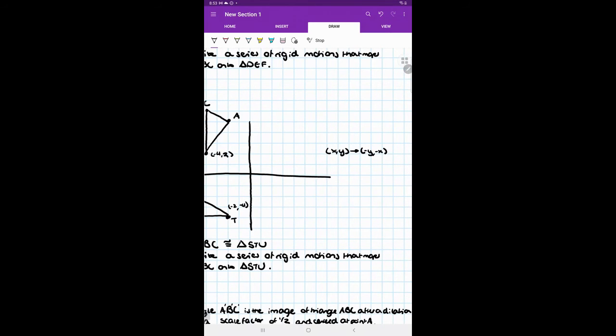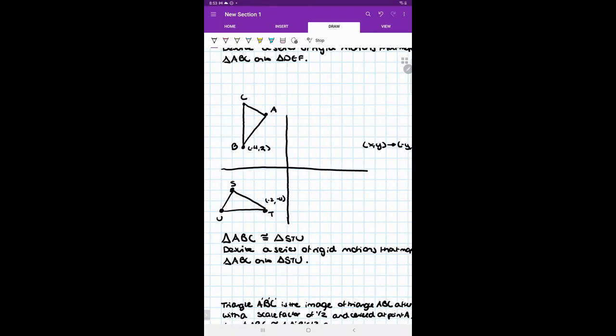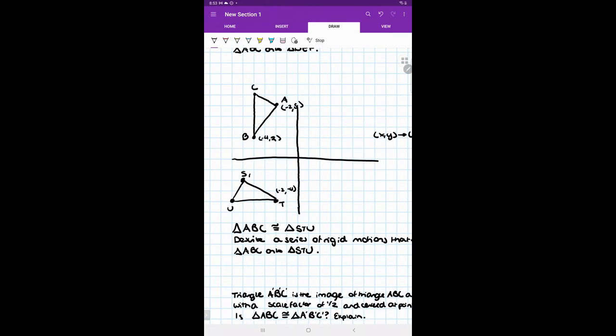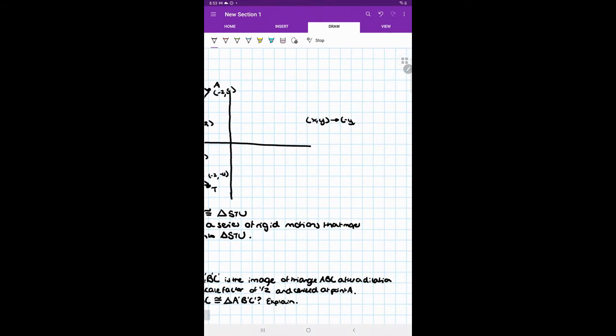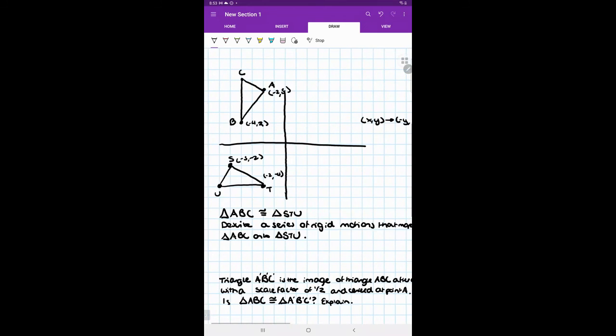Is that the same for all of the coordinates? Let's check. A is (-2, 5), and the corresponding point in the other triangle is S, and that is (-5, 2). Yeah, oh wait, sorry, (x, y) goes to (-y, x). But that's the same for those two. Let's check that it's the same for the last one, C.